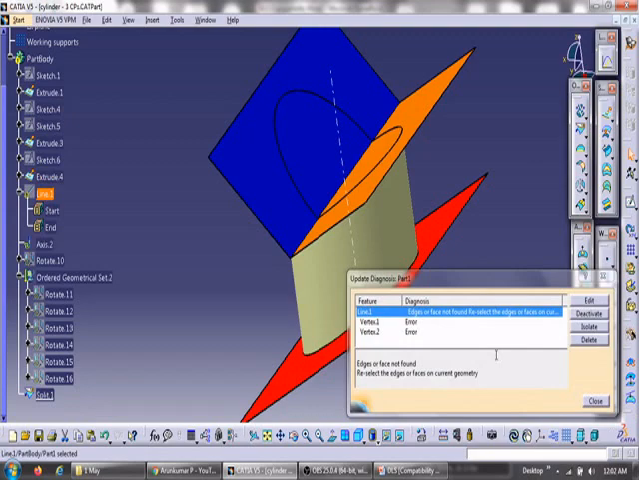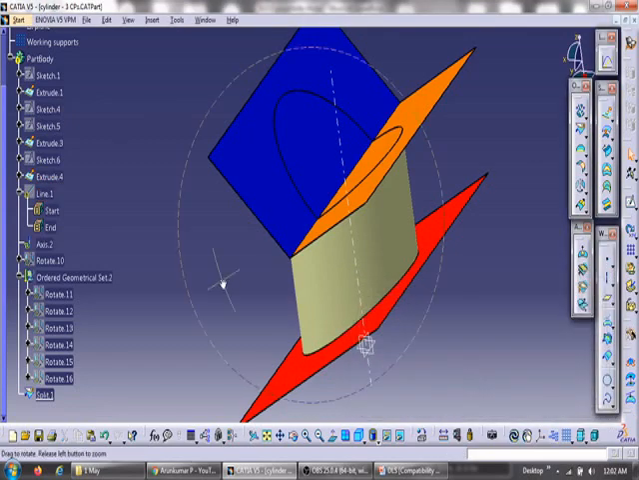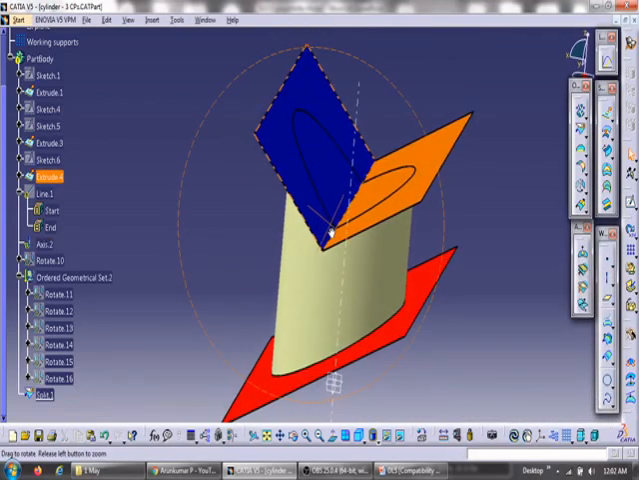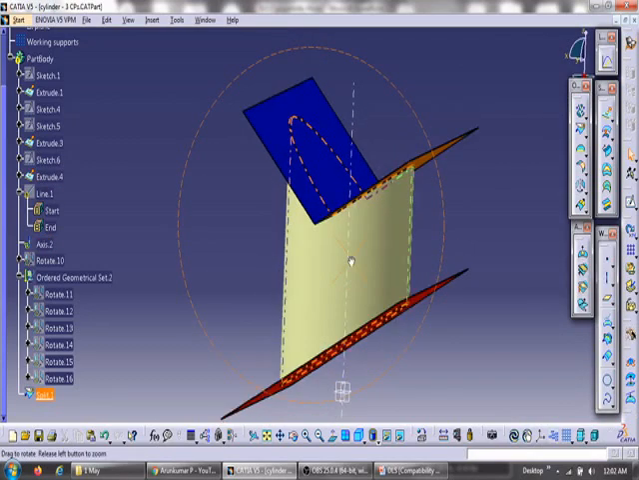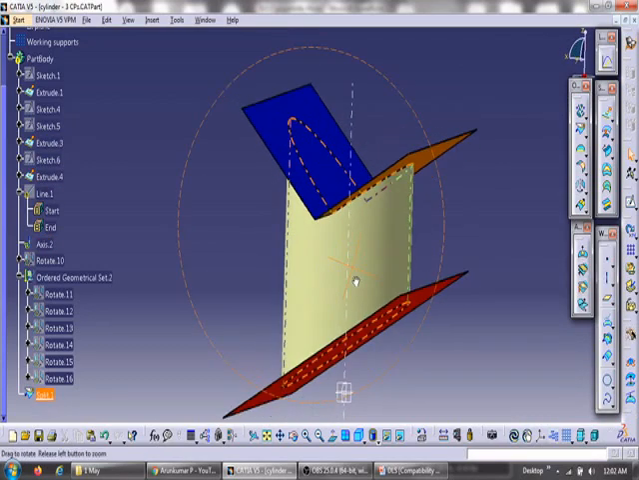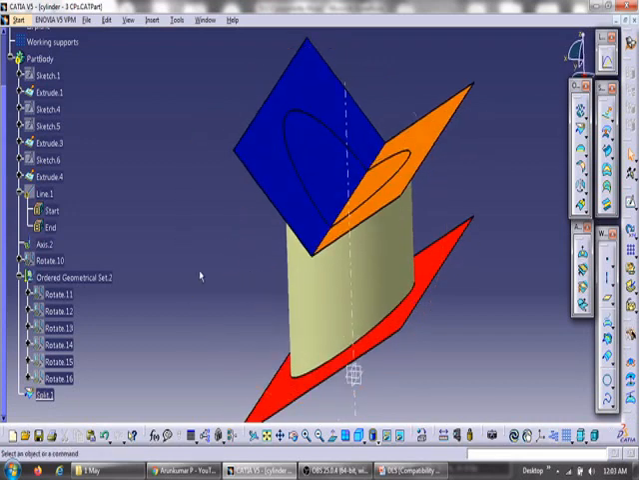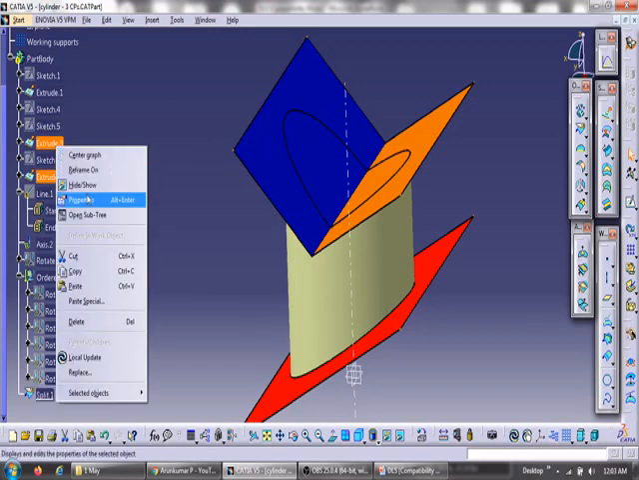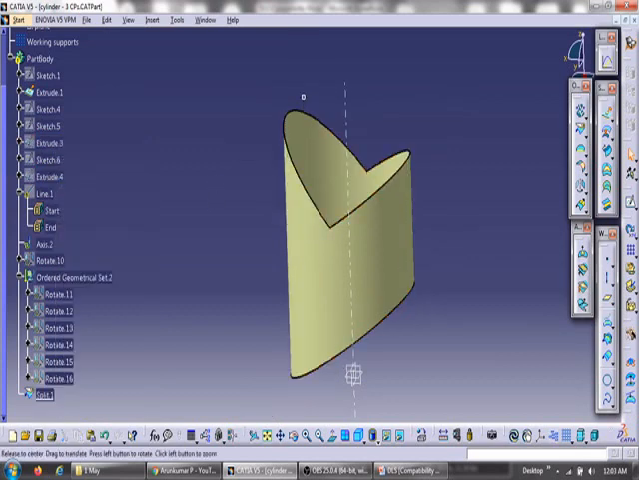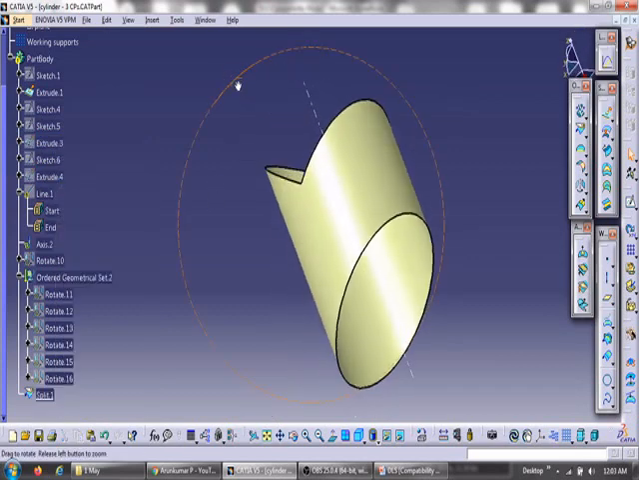So you can see the top portion is gone, the bottom portion is gone. What you're left with is the in-between portion of the cylinder. Now to show you how exactly it looks like, I will hide all these cutting planes. I'll hide this and I'll hide this. So now you can see how exactly it looks like.